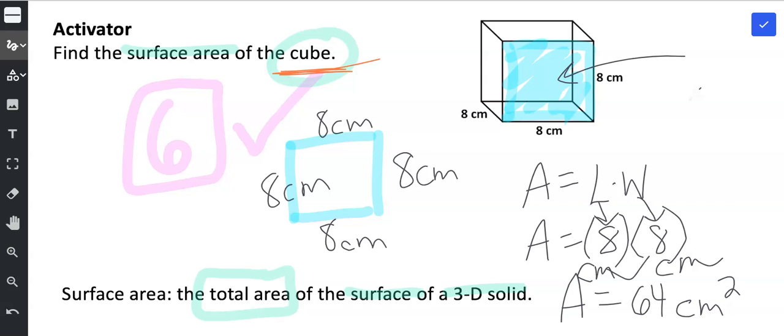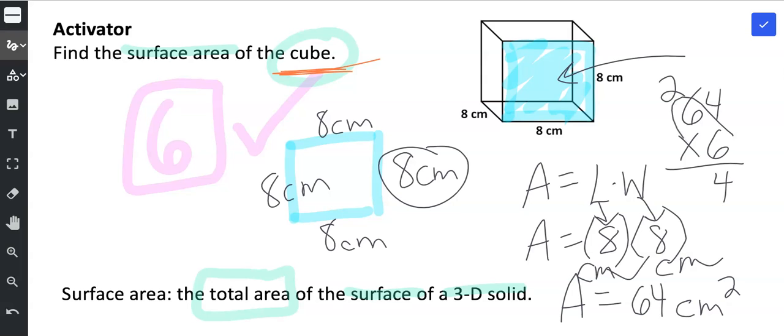And we've already established that there are 6 faces on a cube, and every face has the same dimensions. So we can just go ahead and multiply 64 by 6. 4 times 6 is 24. I place the 4 and carry the 2. 6 times 6 is equal to 36, plus 2 equals 38. So the surface area of the entire cube is 384 square centimeters.